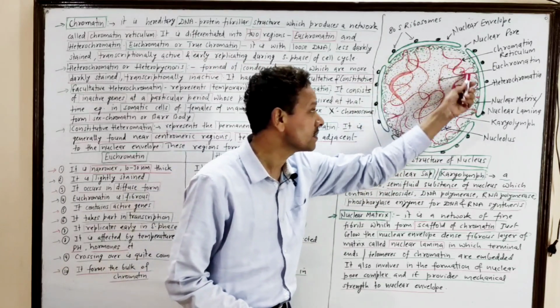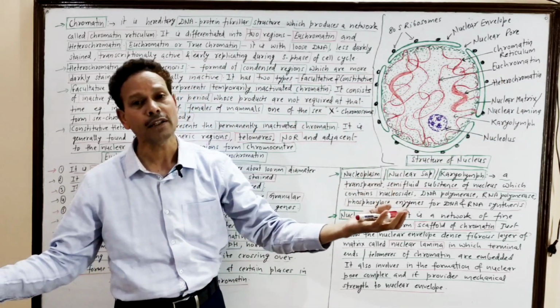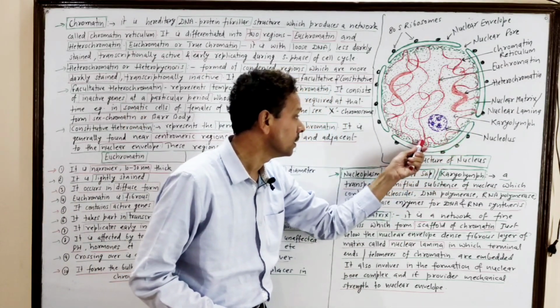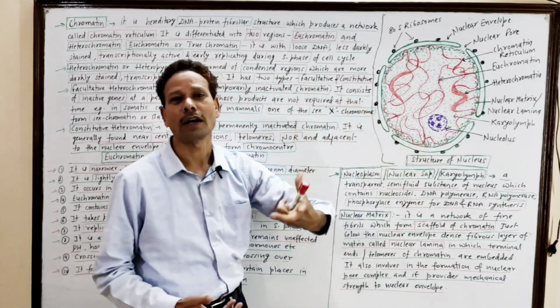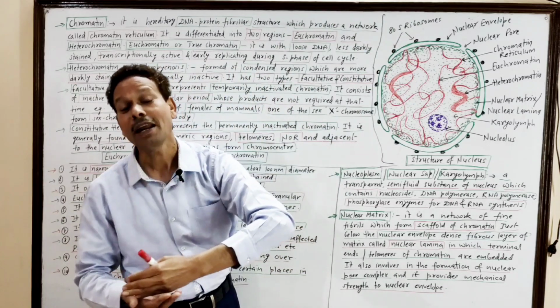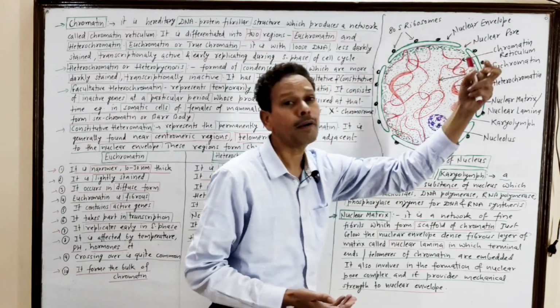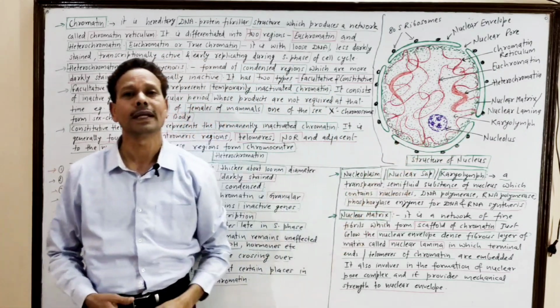Dear students, this nuclear matrix provides mechanical strength to the nucleus. The nuclear matrix, which is fibrillar in nature, lies just below the nuclear envelope, with the terminal part of chromatin embedded in it, and it is involved in the formation of the nuclear pore complex. This is all about the nucleus.